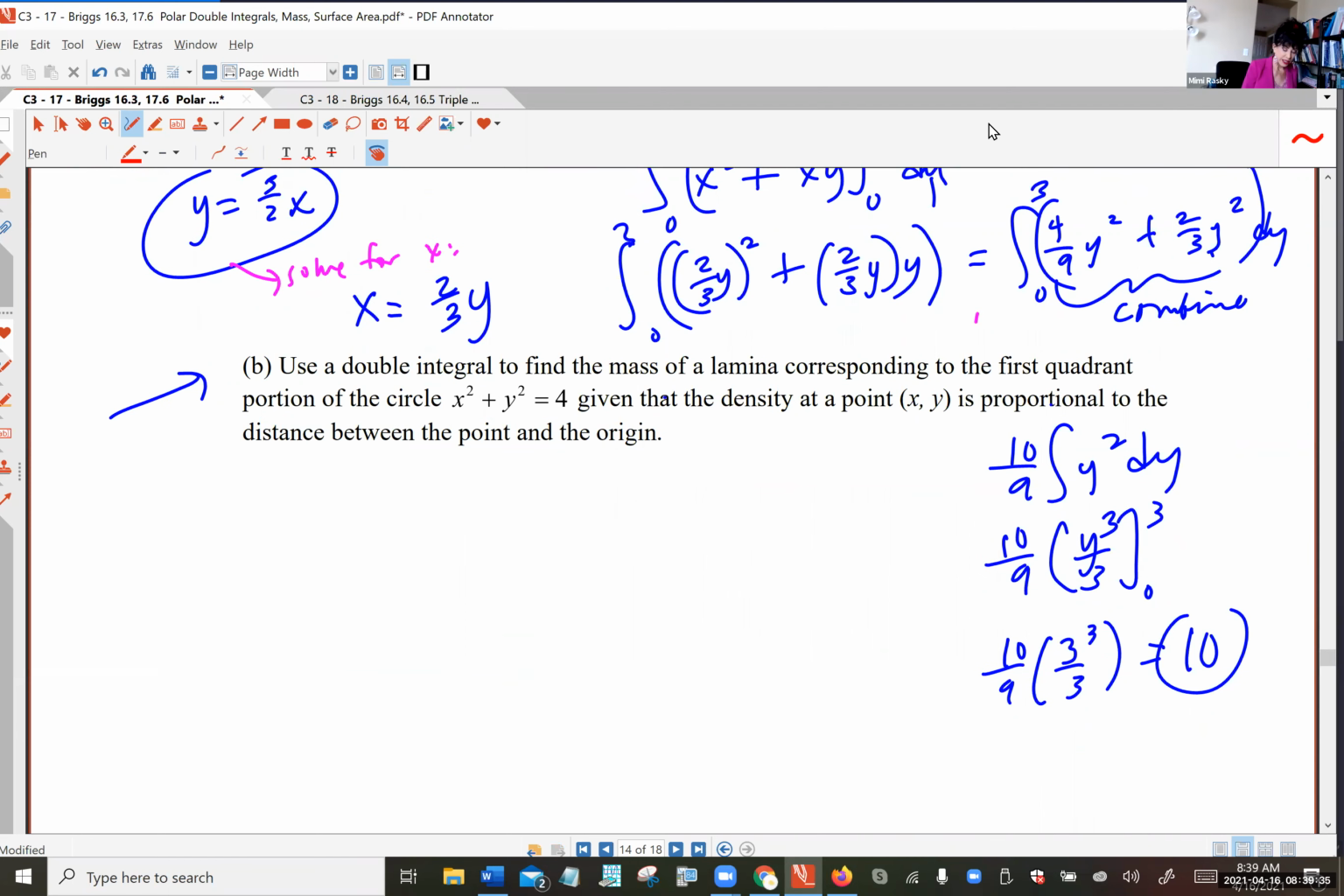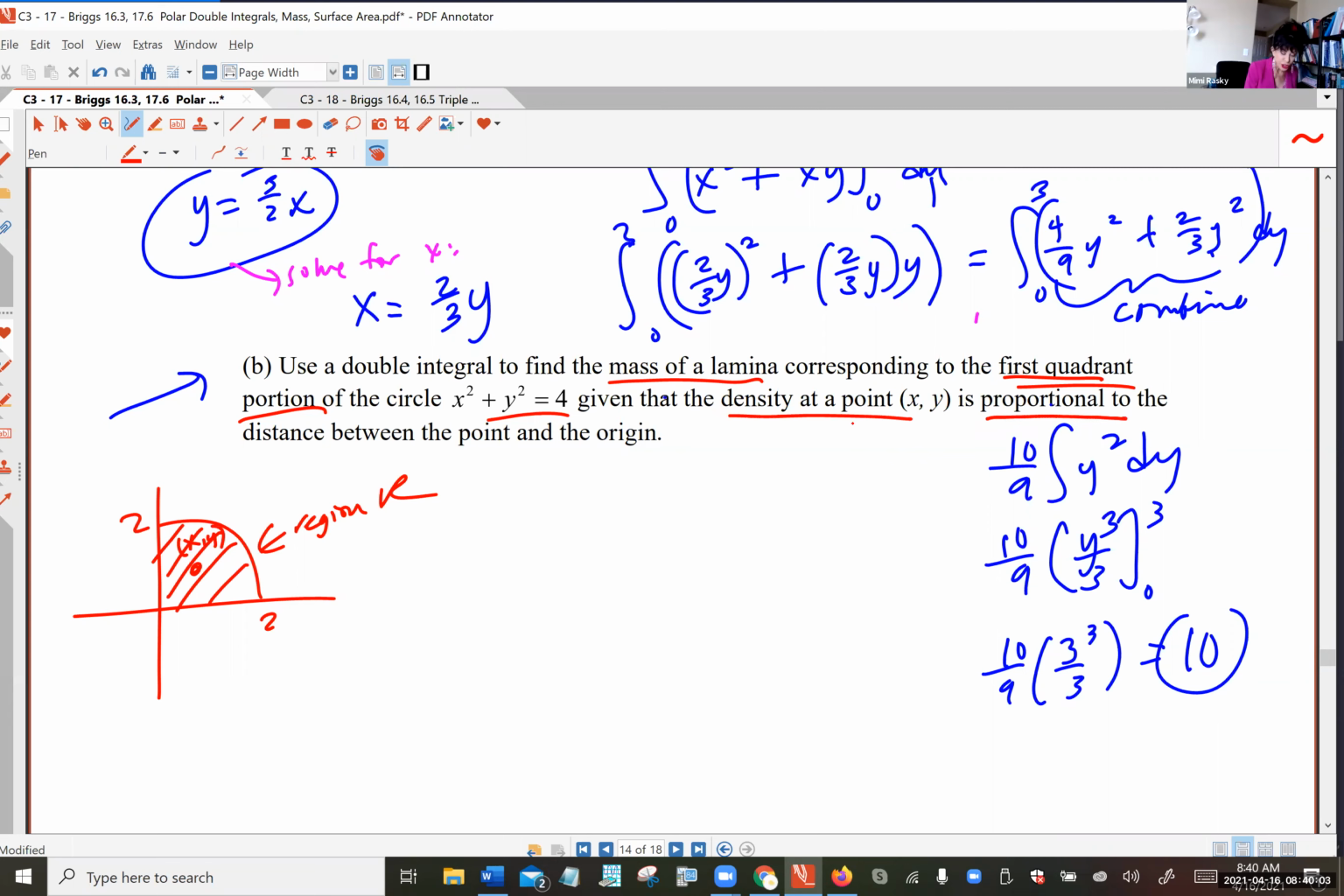So we're going to find the mass of a lamina corresponding to the first quadrant portion of a circle of radius 2 centered at the origin, x squared plus y squared equals 4. So there's our region of integration. There's the region R. And the density at any point xy, here's a point xy in the region, is proportional to the distance between that point and the origin.